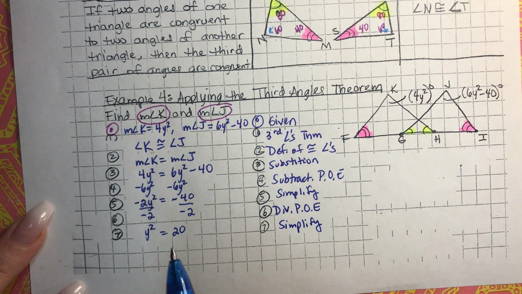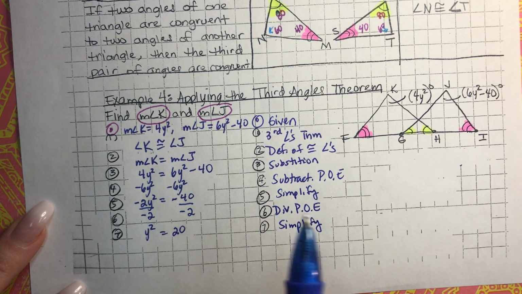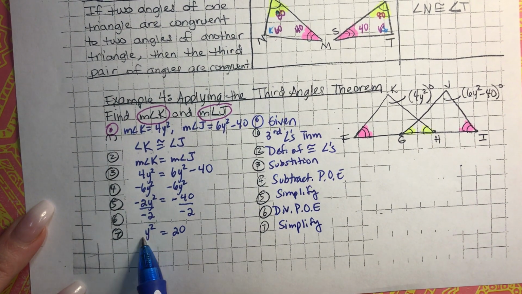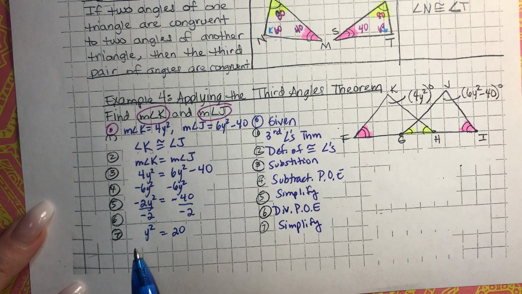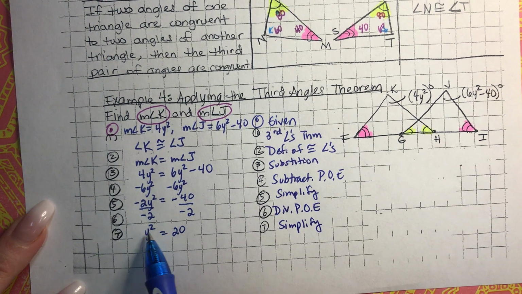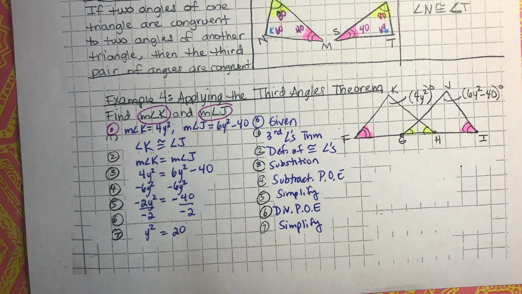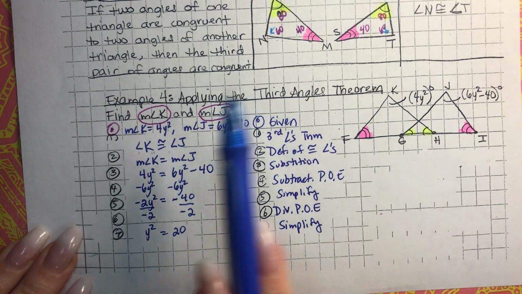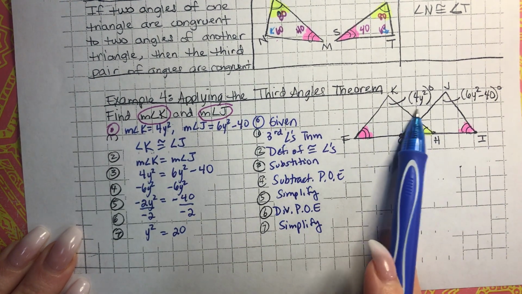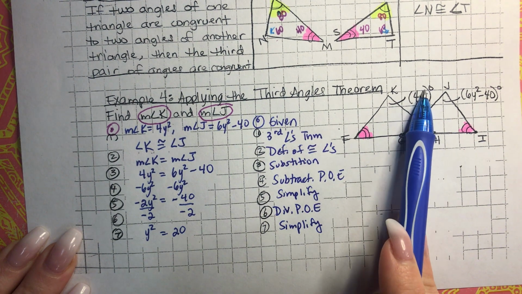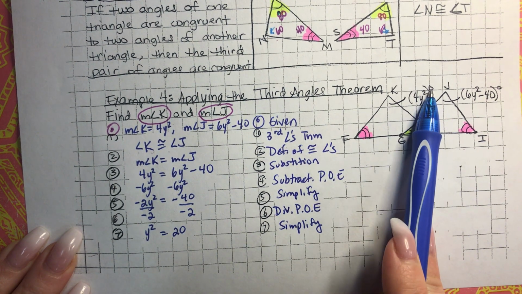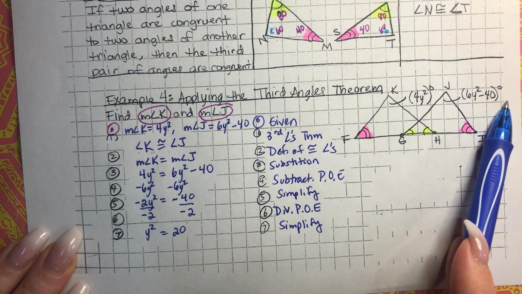Perfect. Okay. So this is something to pay attention to, right? Usually when we're doing this, we want to figure out what y is. So at this point, we would square root both sides and determine what y is, right? However, if you look at it, we're trying to find the measure of angle K and the measure of angle J, and both of these are in y squared. Do you see it's 4y squared, and this is 6y squared minus 40?